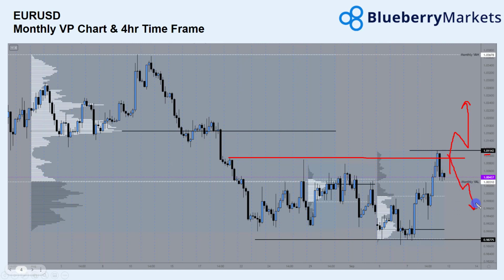Alternatively, if we fail here, price could remain within this overall trading range. But what we're looking for is some kind of breakout of this range. Can we trade back to the upside? Can we trade within this month's value area? Or is price going to start pushing back lower and we're going to remain within this range?